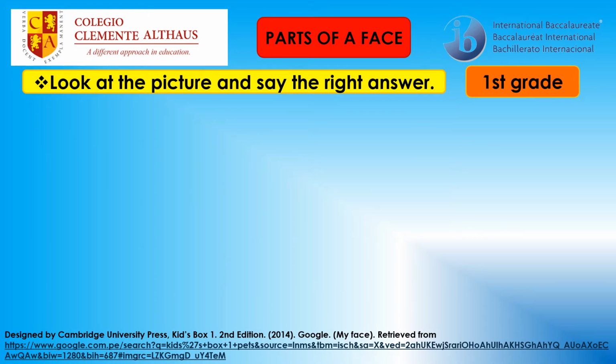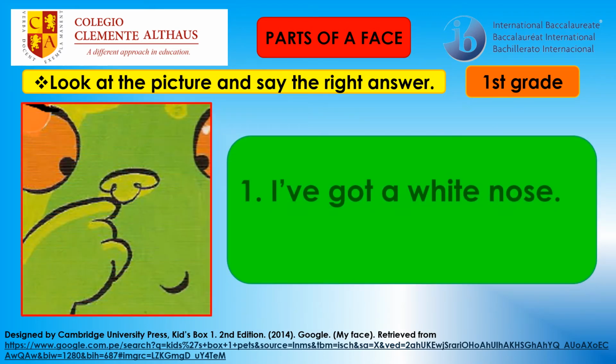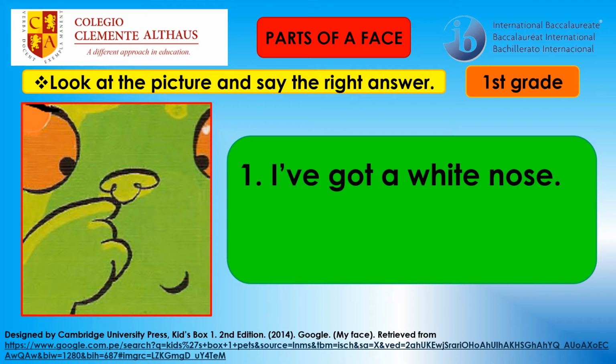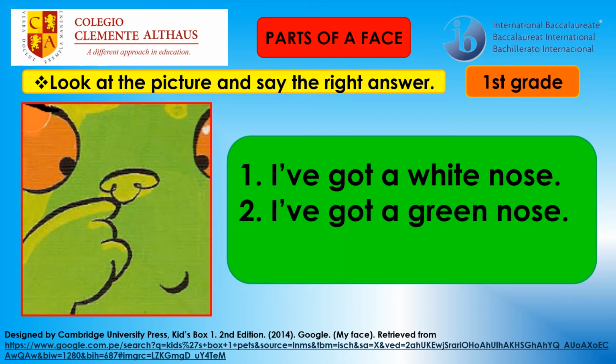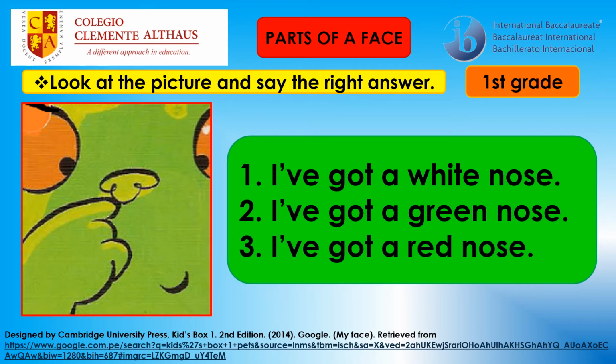Parts of a face. Look at the picture and say the right answer. Number 1. I've got a white nose. Number 2. I've got a green nose. Number 3. I've got a red nose.